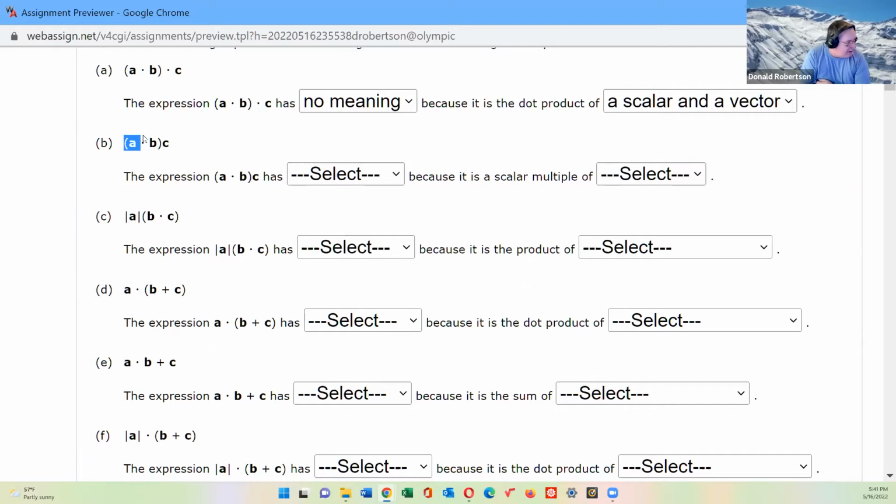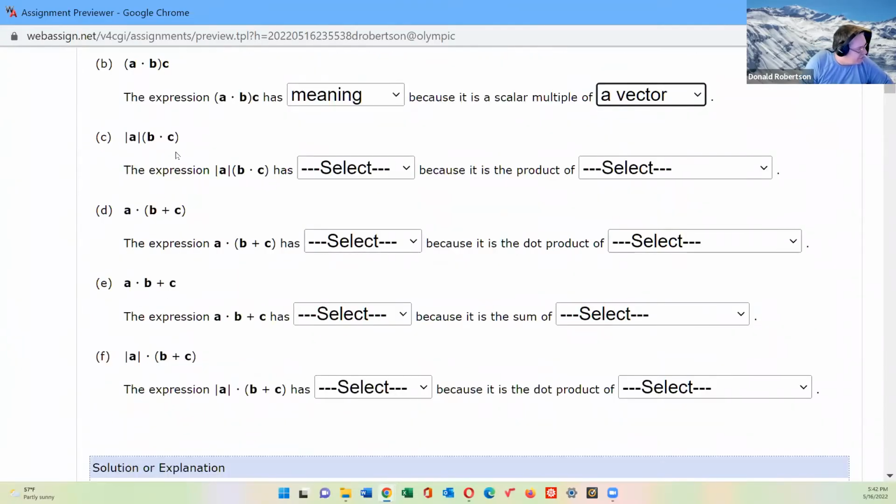So A dot B of the vector C does have a meaning, because it's a scalar multiple of a vector. Scalar multiple is the fancy name for 5 times a vector, 2 times a vector, right? A number and a vector. We call them scalar products. Dot product is vector dot vector. Dot products get you scalars. Scalar products get you vectors. You see, there's a difference in the answers.